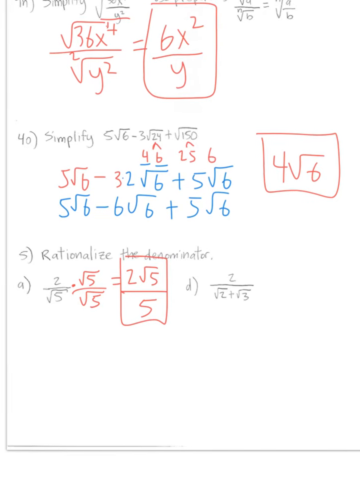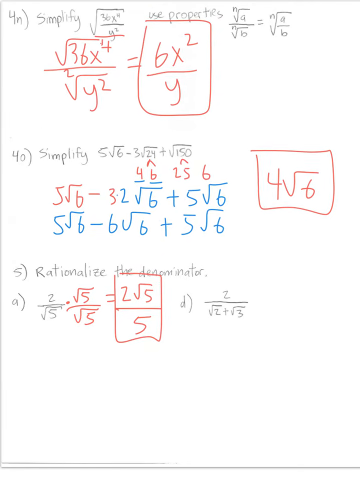Interestingly enough, 2 over square root of 5 and 2 square root of 5 over 5 are totally equivalent. The only difference is this one has a radical in the denominator and this one does not. But if you plugged them into your calculator, you would see that they're totally equivalent. Okay, D is a little bit different. If you start messing with D and you try and multiply just by root 2 over root 2, that's not going to get rid of the root 3. If you multiply by root 3 over root 3, that's not going to get rid of the root 2.